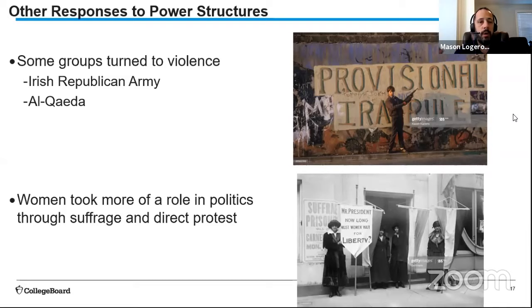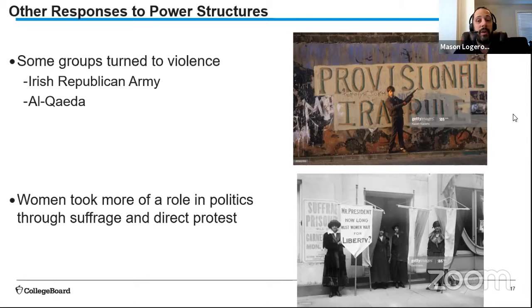You also, in many parts of the world, start to see women taking on a much bigger role in political processes, whether it be through suffrage, through voting in the ballot box, or through direct protest, or in some cases, both. This is a picture on the right of Alice Paul and some of her group that were protesting in front of the White House for a passage to a constitutional amendment, which eventually becomes the 19th Amendment, allowing women to vote here in the United States.